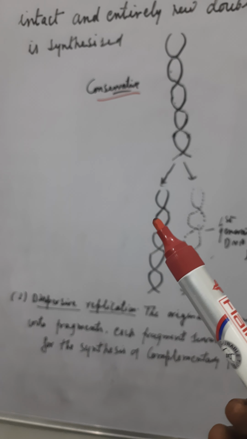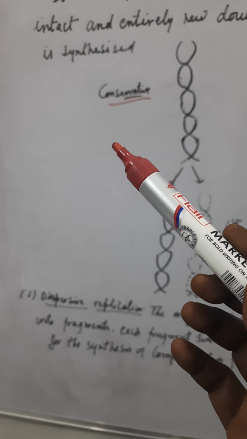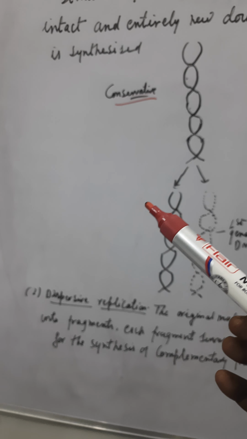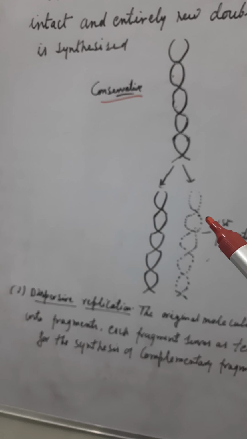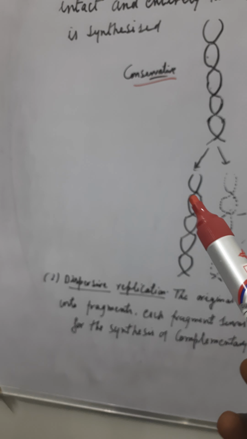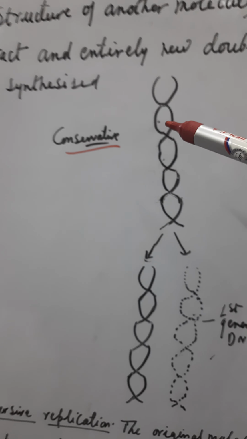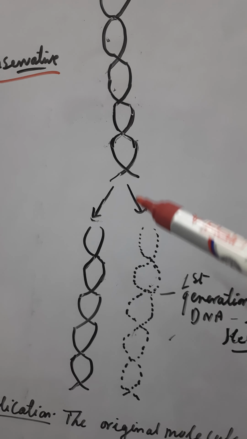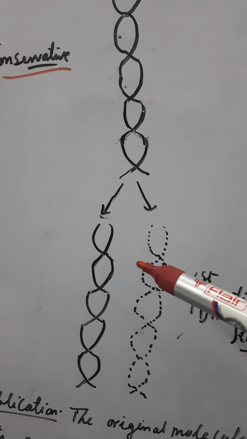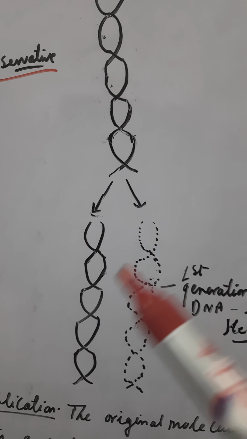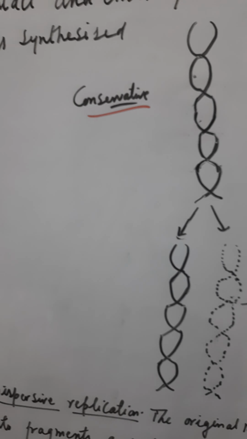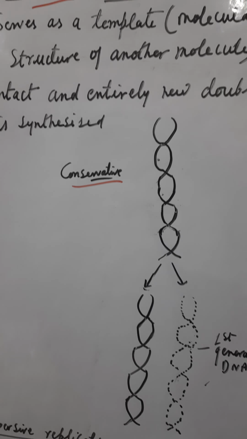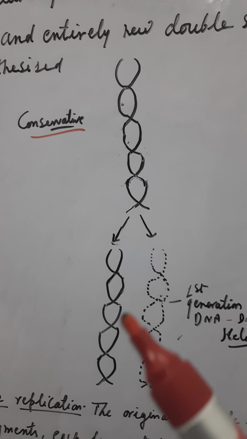During replication, each DNA molecule gives rise to two DNA molecules identical to each other as well as to the parent molecule. So here we are talking about the conservative replication and the dispersive replication.